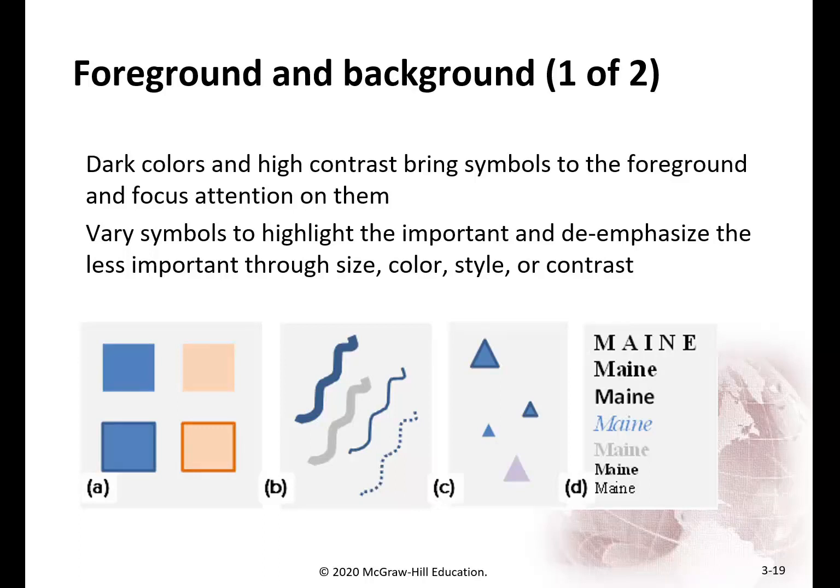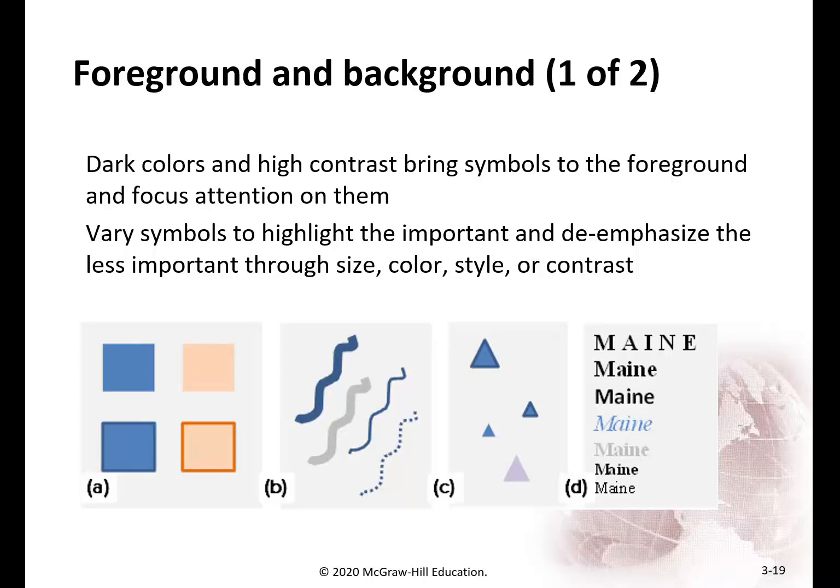The ease of determining the difference between your foreground and background spaces is easily done through the use of color, and not only color, but also the use of contrast. Dark colors and high contrast bring symbols to the foreground, meaning more obvious, and thus focus attention towards them. If you have a less important symbol, you can make those colors less contrasting, and they will fade away into the background. You can vary symbols to highlight the importance and de-emphasize the less important symbols through size, color, style, or contrast.